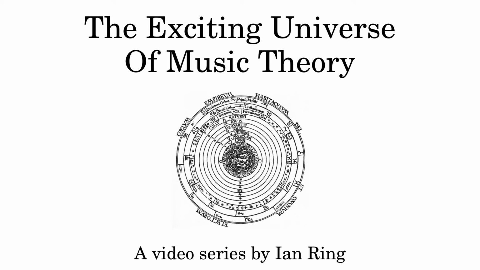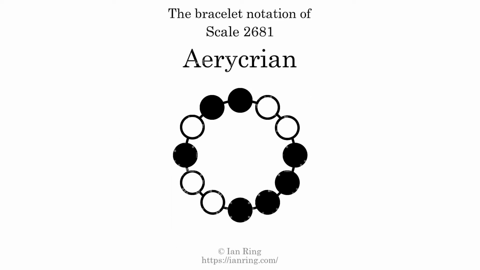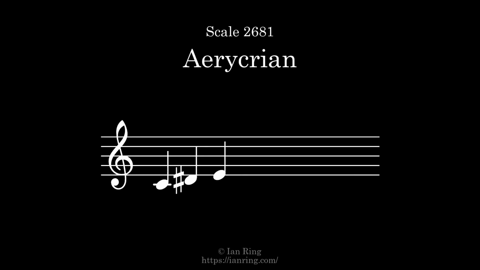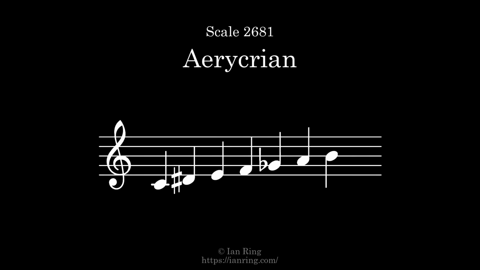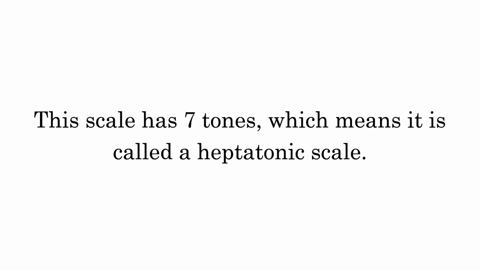Welcome to the exciting universe of music theory. Are you ready to learn? Then let's begin. Today we will talk about scale 2681, Aerycrian, which sounds like this. This scale has 7 tones, which means it is called a heptatonic scale.